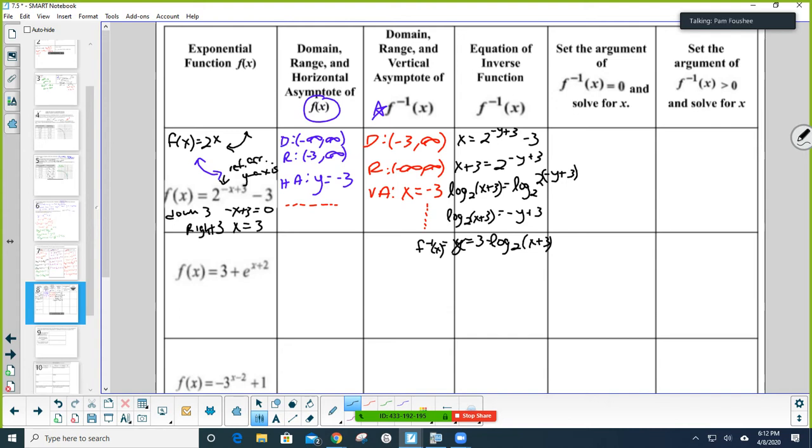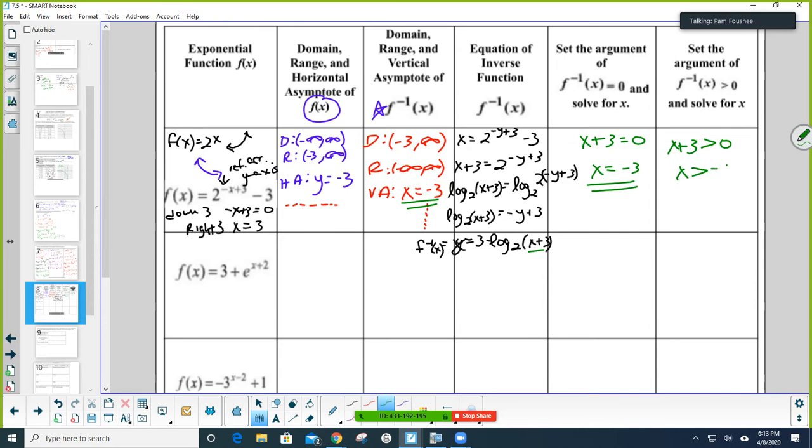Anyone? Okay, that's the hardest part. We found the inverse of the equation. Now, it tells you exactly what to do right here. Set the argument of the inverse equal to 0. This is the argument. And if you'll notice, this guy is the same as that guy. And then it says set the argument greater than 0 and solve.